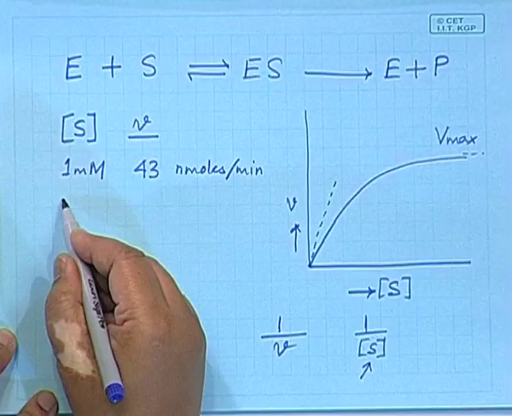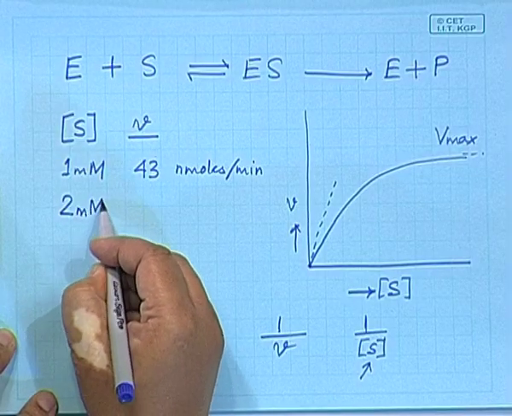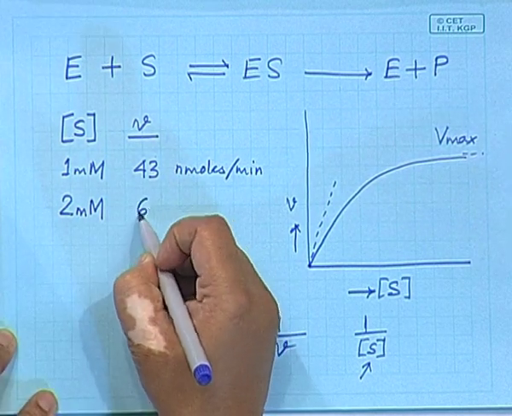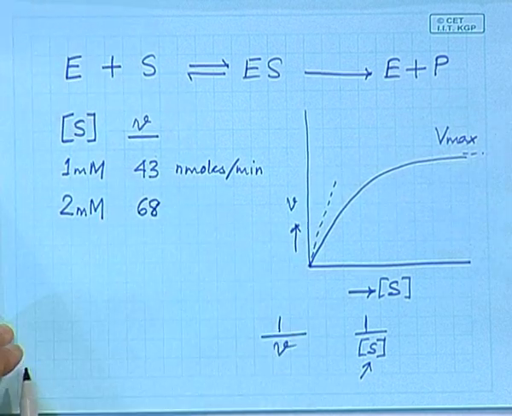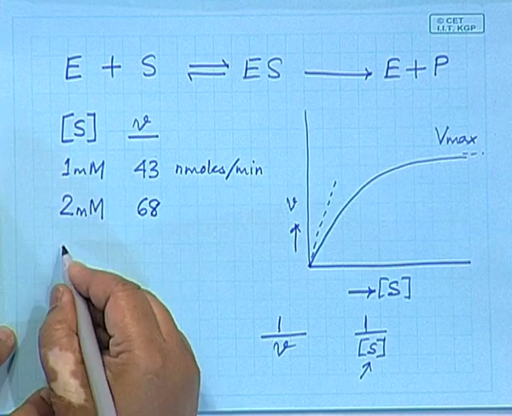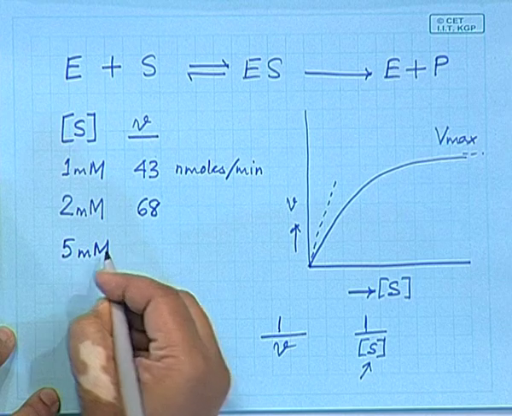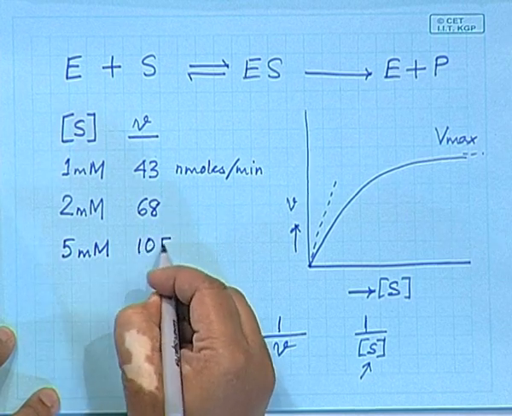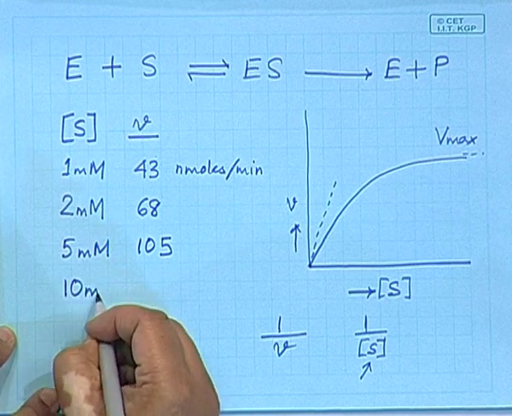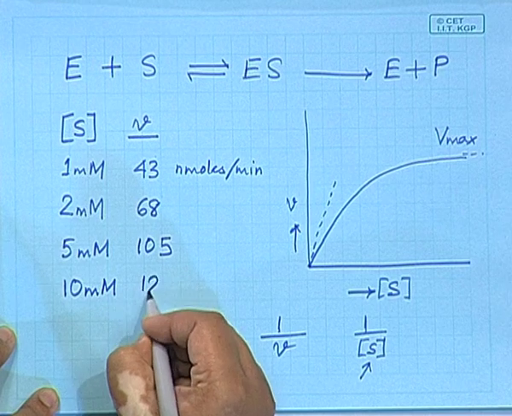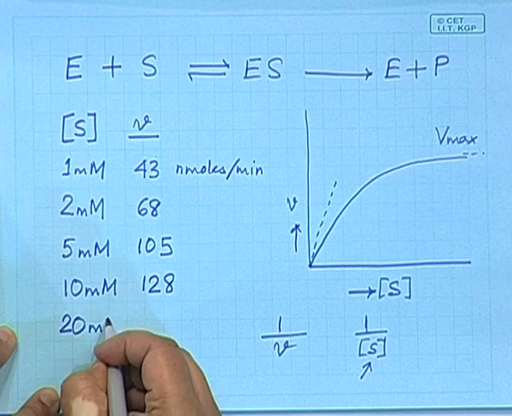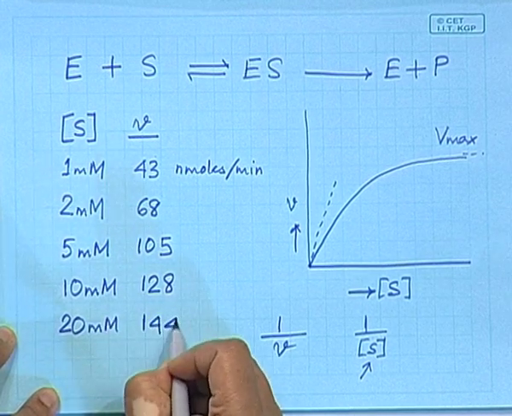Now, I repeat the reaction with 2 millimolar substrate. Then my velocity increases to 68 nanomoles per minute. I now go to 5 millimolar, where I have 105 nanomoles per minute. 10 millimolar, where I have 128 nanomoles per minute, and 20 millimolar where I have 144 nanomoles per minute.